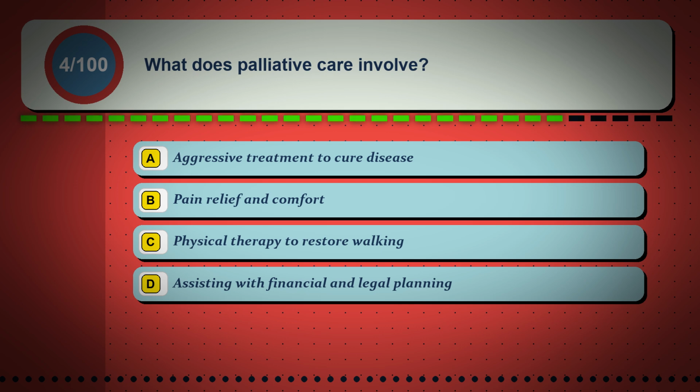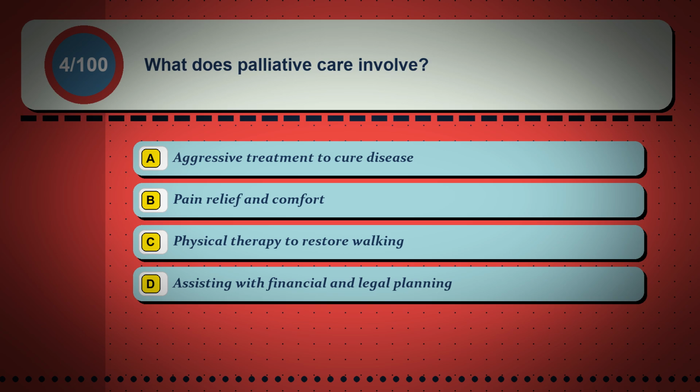Question 4. What does palliative care involve? Option A. Aggressive treatment to cure disease. Option B. Pain relief and comfort. Option C. Physical therapy to restore walking. Option D. Assisting with financial and legal planning.